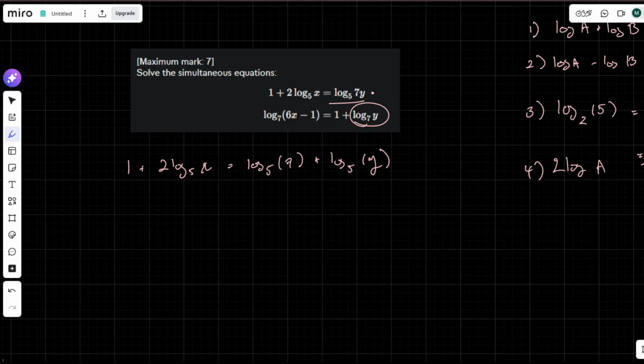Okay. Now this is closer to what we have, right? Because we no longer have the 7 in front of the y, but it's still not exactly right. So instead what I'm going to do is this. I'm going to use my change of base now.